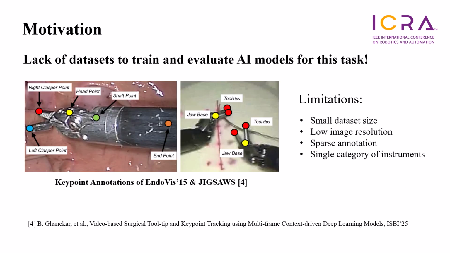However, there are few public datasets for the surgical instrument pose estimation task. Commonly used datasets, EndoVis 15 and JIGSAWS, have significant limitations. The data size is limited, the image resolution is not high, key point labels are sparse, and they only include a single class of surgical tool, and so on. Thus, building a better dataset for this task is significant.